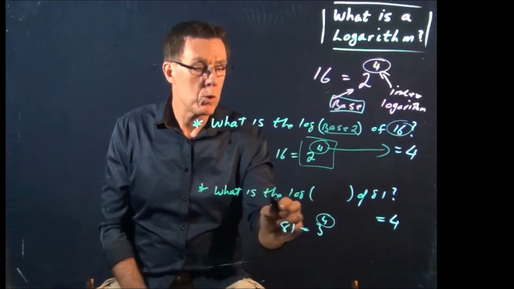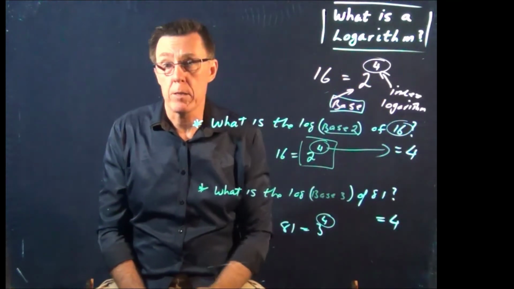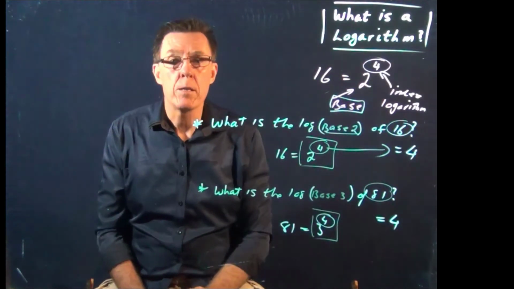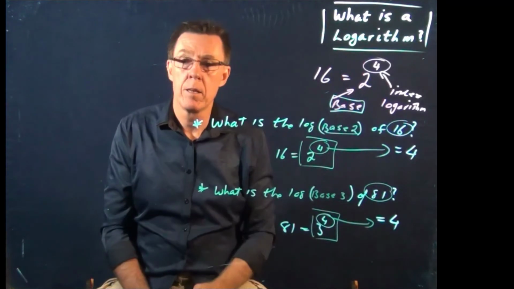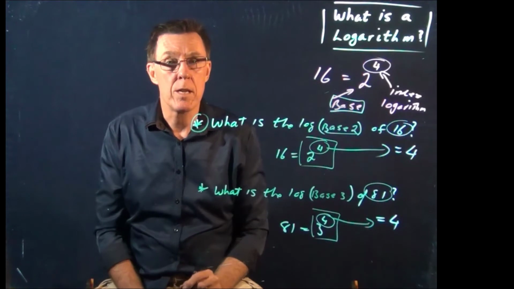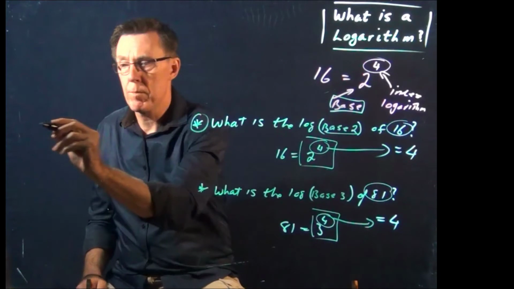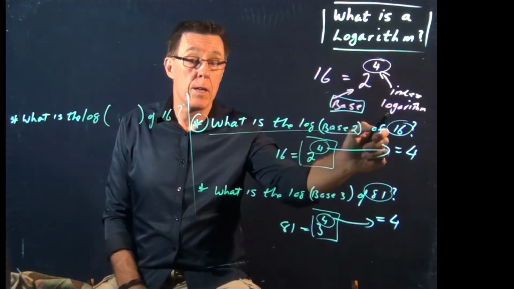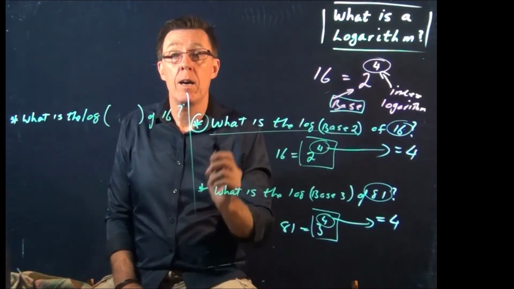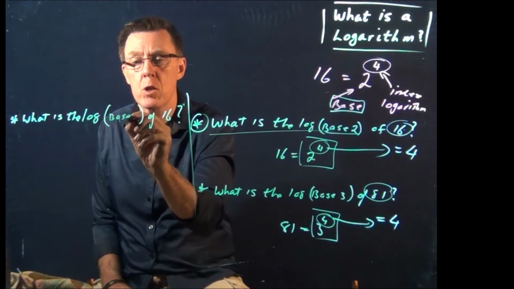For this particular question, what's the log of 81? If I use a base of 3, I take 81, write it with a base of 3, find the index, and that's my answer. Now if I come back to this question, I can write an almost identical question and get a different answer. This question said, what is the log of 16 using a base of 2? I'm going to have exactly the same question: what is the log of 16? But this time I'm going to make it a base of 4.